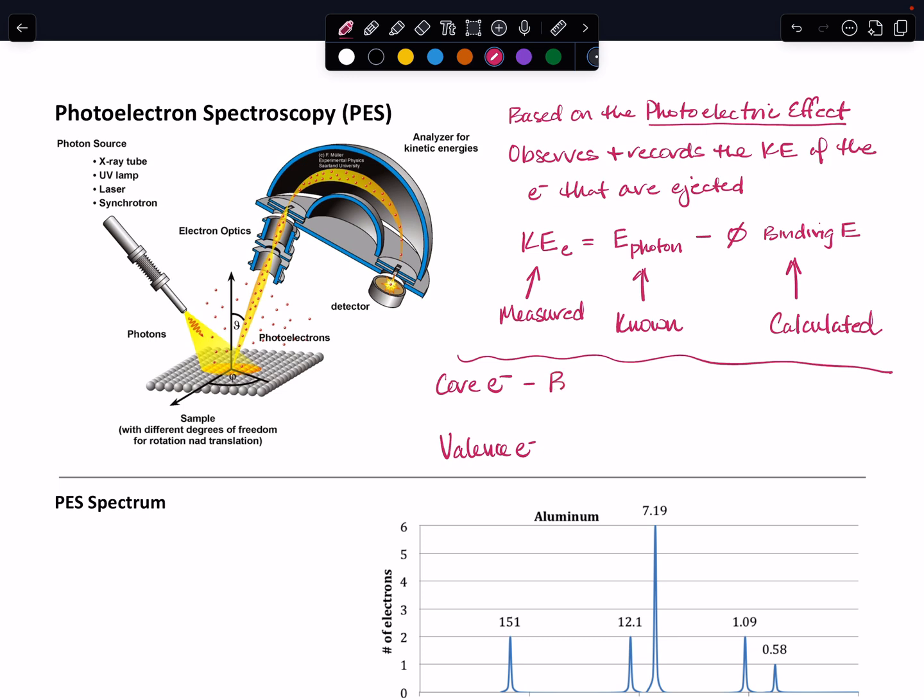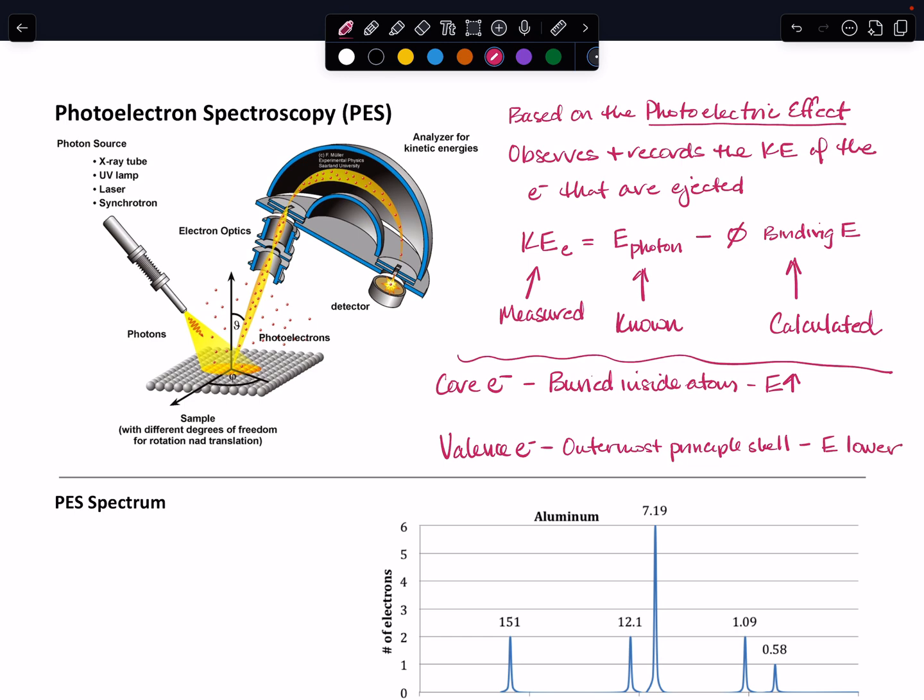The core electrons are buried inside the atom, and the valence electrons are in the outermost principal shell. As you can imagine, as you move closer and closer to that nucleus, the energy required is going to increase. Whereas on the outside, the energy requirement is lower.